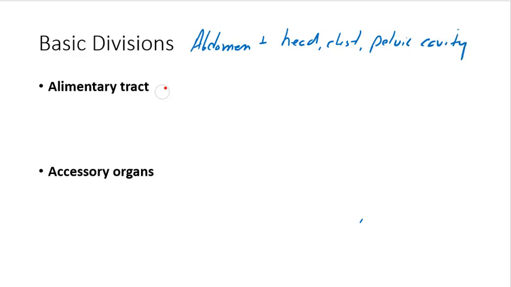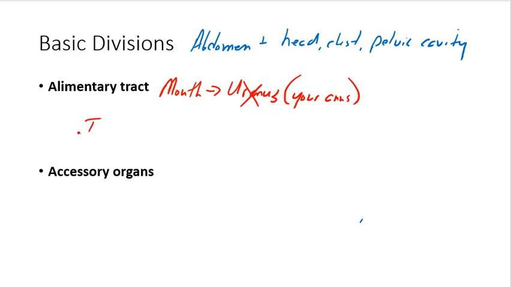Now there are two basic divisions of the digestive system, the alimentary tract and the accessory organs. The alimentary tract is one long tube stretching from your mouth to Uranus, not the planet. And believe it or not, it's about 30 feet long. At one end, we ingest. In the middle, we digest and absorb. And at the other end, we eliminate.